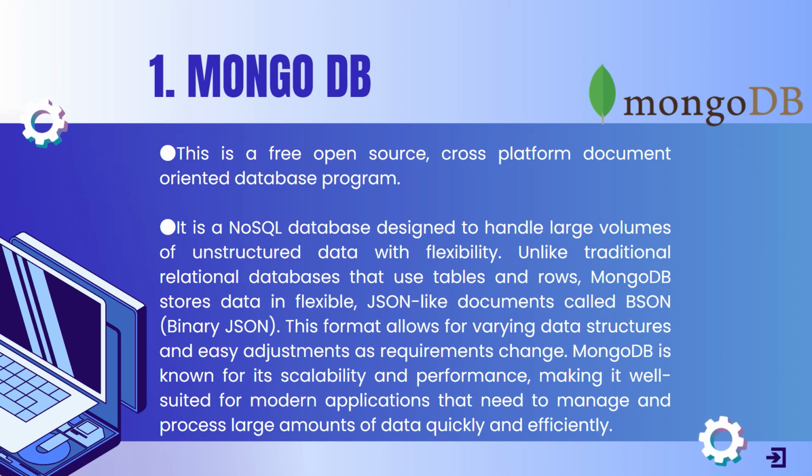Third, scalability. MongoDB is known for its ability to scale horizontally. This means that as the volume of data grows, MongoDB can be distributed across multiple servers, allowing it to handle large-scale, high-performance applications efficiently. Next is performance. MongoDB is optimized for high performance with features such as indexing, aggregation, and in-memory processing. This makes it capable of handling real-time data processing, which is essential for modern applications that need to manage and analyze large amounts of data quickly.